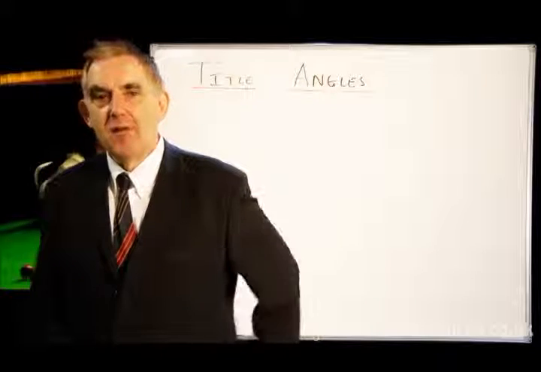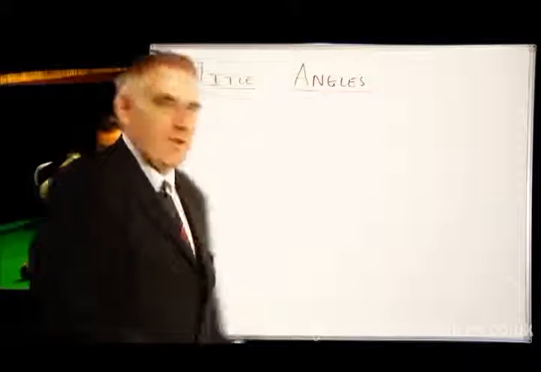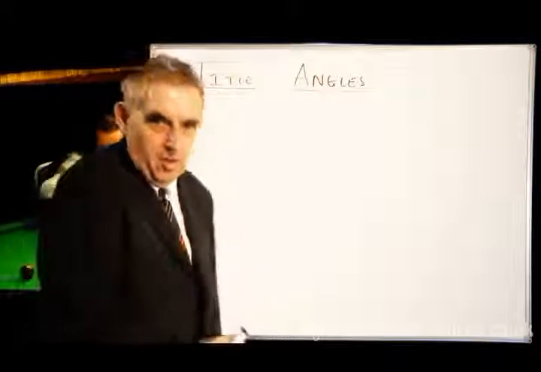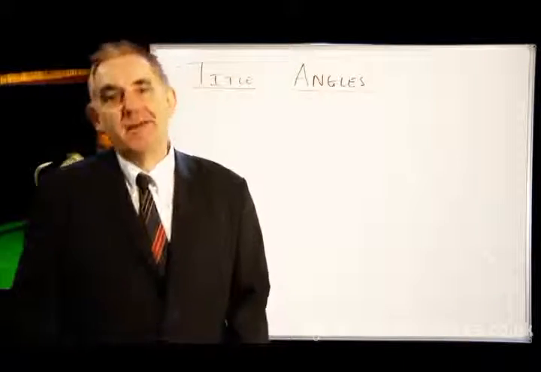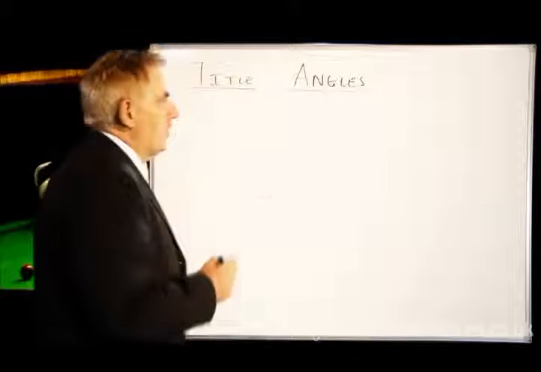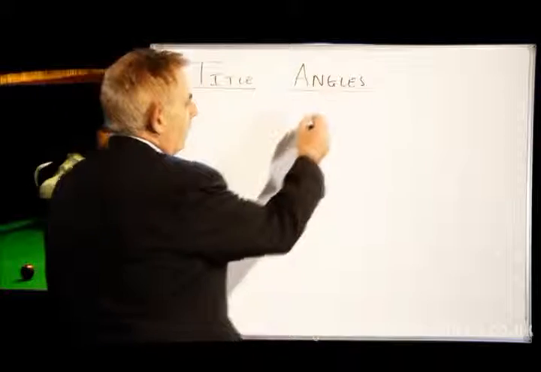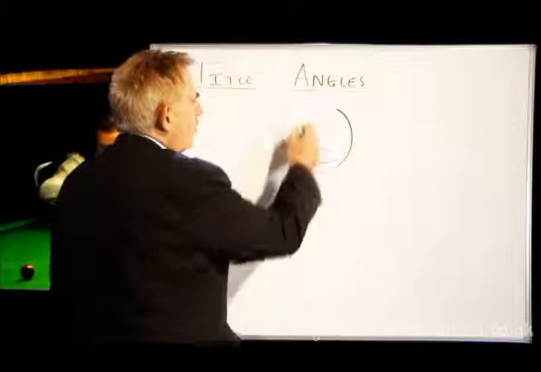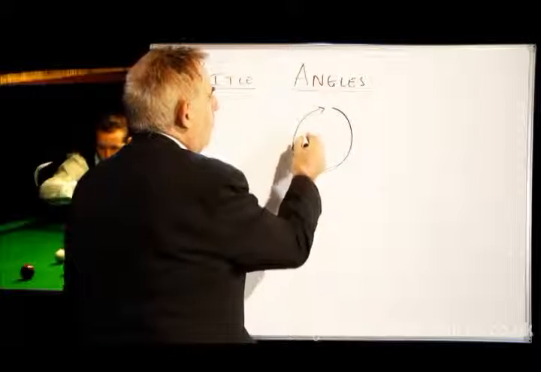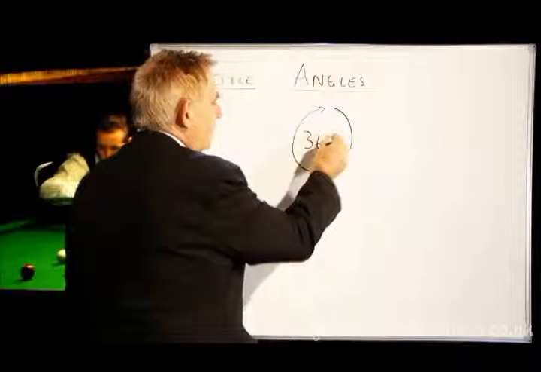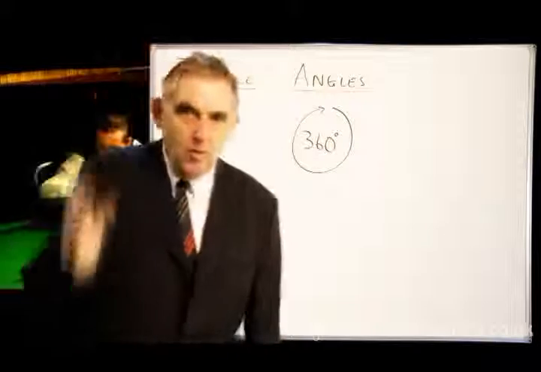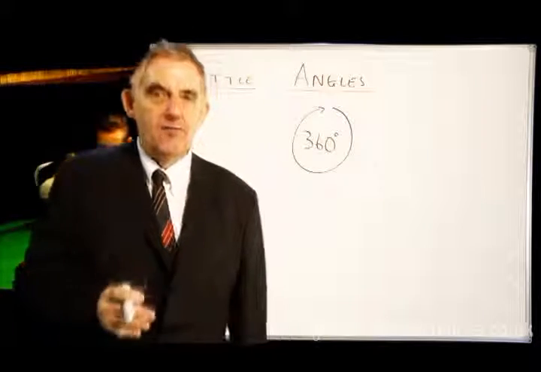So what is angles? Well, angles is basically what I'm doing now. It's a turning movement. When you turn, you're going through a certain angle. The important thing you've got to know for your GCSE maths is that if you go all the way around one whole circle, you go 360 degrees, okay? So all the way around one circle is always 360.